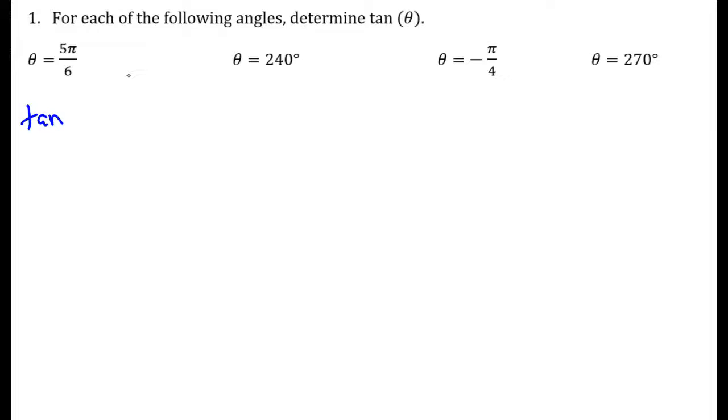Well, first of all, I hate 5 pi over 6, so I'm going to convert that into degrees. I want degrees divided by pi radians. 180 degrees is pi radians. Pi divided by pi is 1. 180 divided by 6 is 30. So we get 150 degrees.